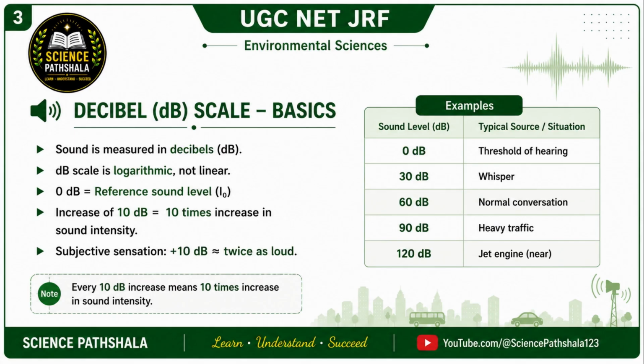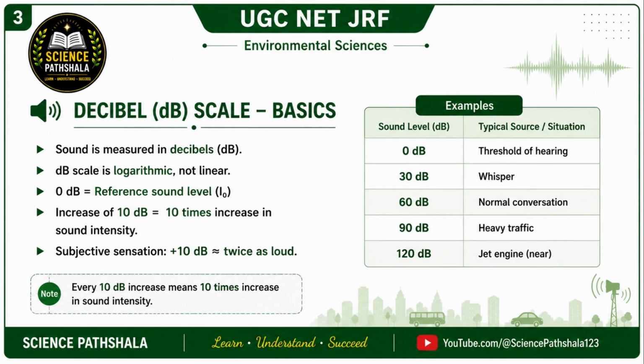So now let's understand the basics of decibel scale. Sound is measured in decibels, commonly represented as dB. The decibel scale is logarithmic in nature, not linear. This means sound levels do not increase in a simple arithmetic manner. 0 decibel represents the threshold of hearing, which is the minimum sound level detectable by the human ear. An increase of 10 decibels means sound intensity becomes 10 times higher.